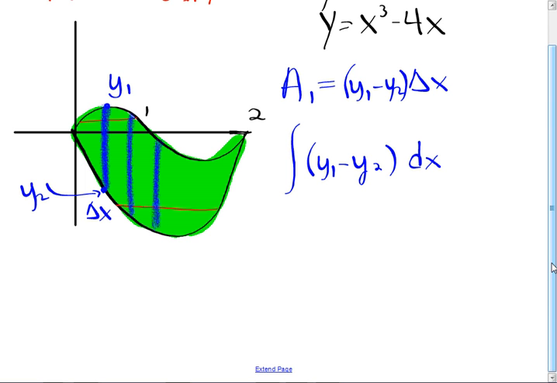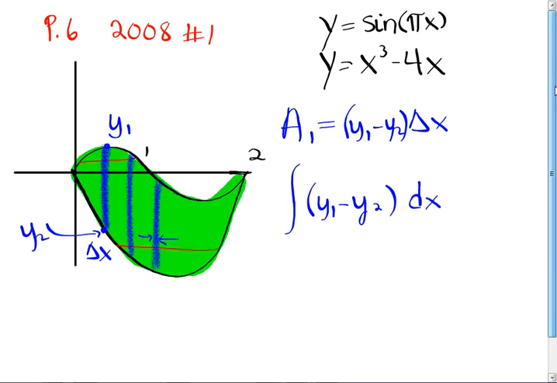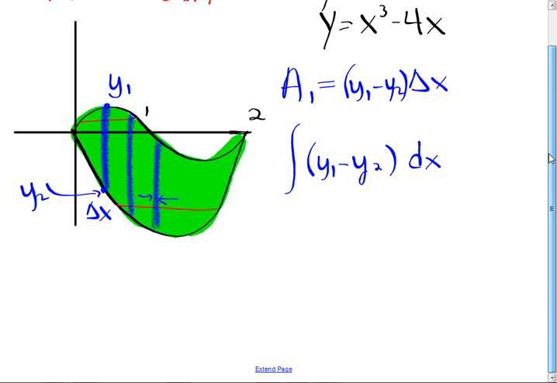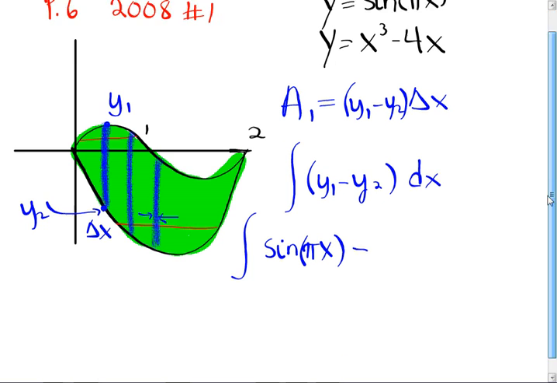Okay? Now, because this width here, that's the change in x. See that? Okay. What's the y value? Now I've got to figure out which one's first. Which one comes first, the sine or the cubic? The sine. So it's the integral of the sine of pi x minus the cubic. Do I need parentheses?